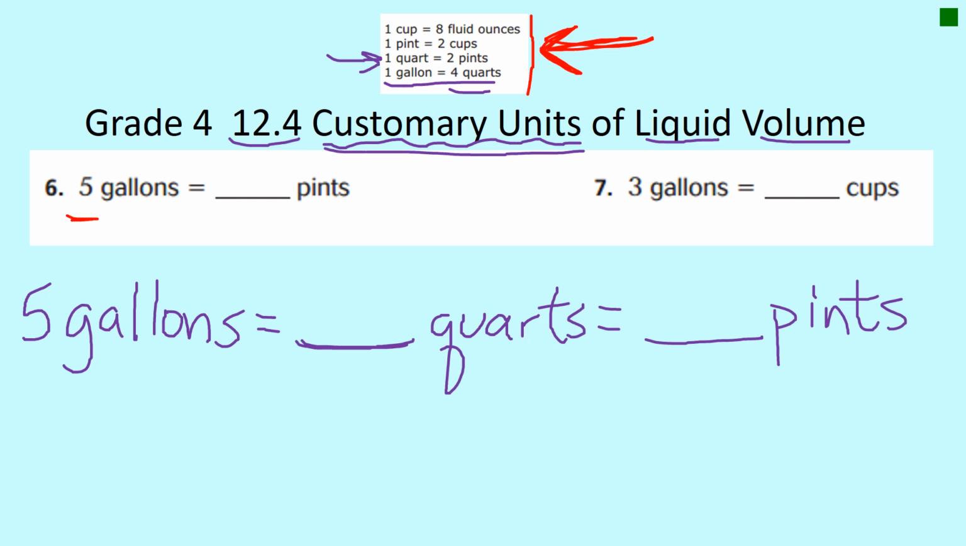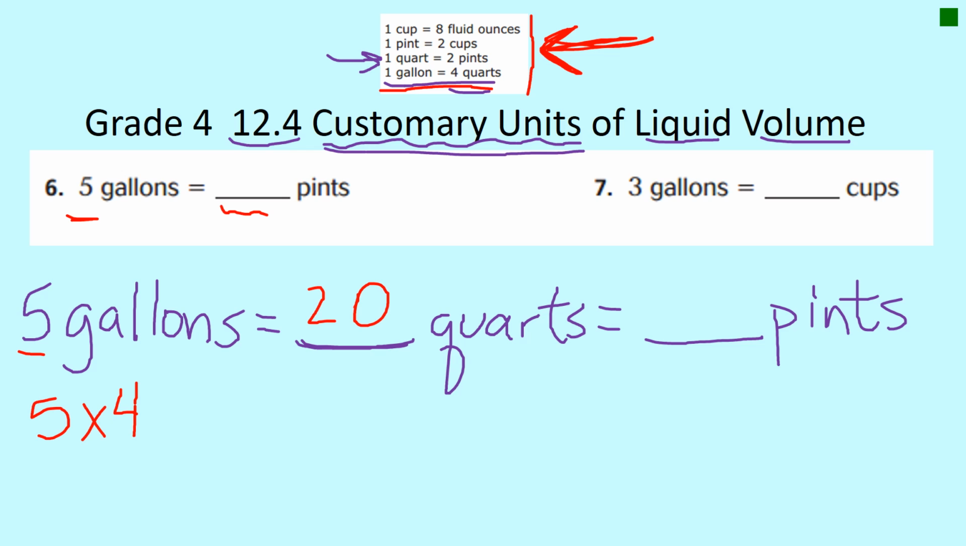Now, if you are able to skip that middle one and you can mentally figure out how many pints are in a gallon, you are certainly welcome to do that. I think that is fantastic. But I'm just going to do it this way for now, okay? So 5 gallons is how many quarts? Well, let's look at the chart. 1 gallon is 4 quarts. So if I have 5 gallons, I have 5 sets of 4 quarts. Okay, so of course, 5 times 4 is 20. All right, so now I know I have 20 quarts.